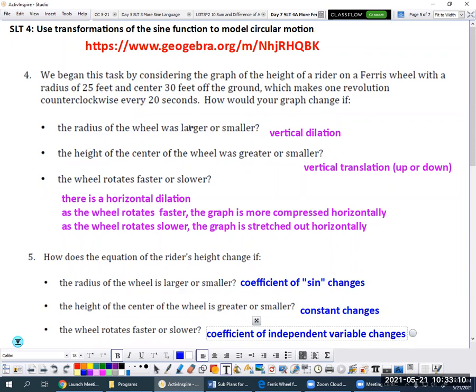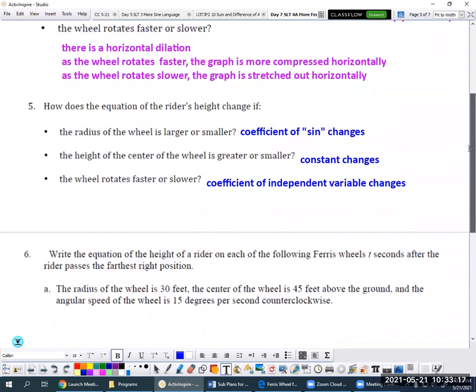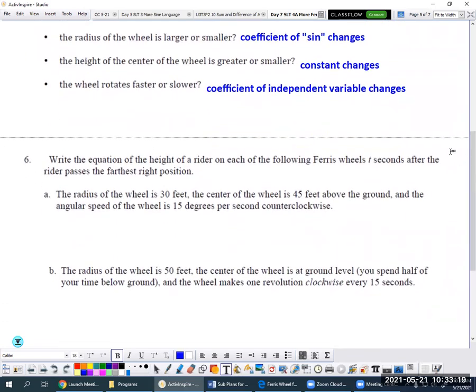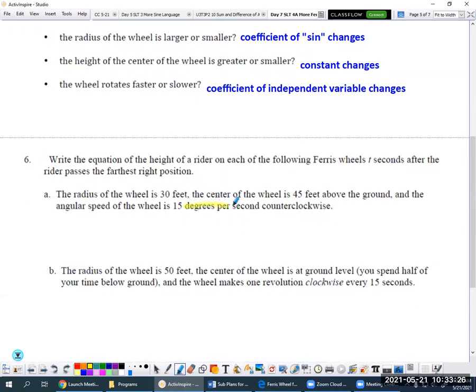Okay. So number 6 is going to ask you to write some equations, and I'm actually going to ask that you pause the video and work on those. But before you do that, I just need you to notice 2 things. First off, you are straight up given the speed in 6A. And then in 6B, I want you to notice that we are now rotating clockwise every 15 seconds. So go ahead and pause the video and try to write these 2 equations.